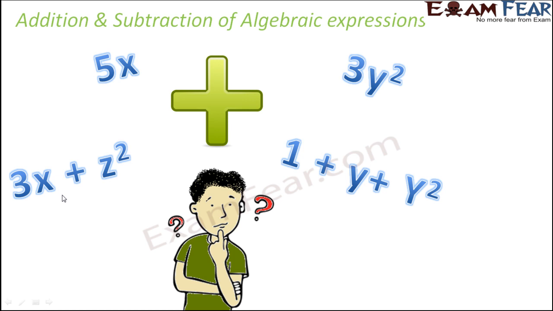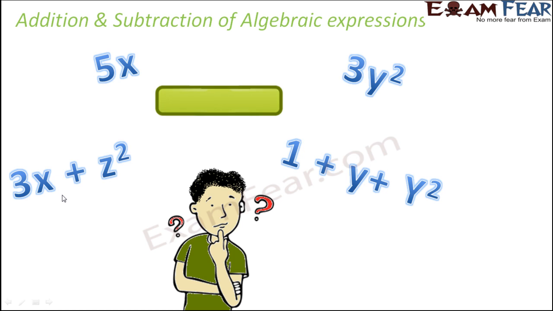If I give you any two expressions, which could be a monomial, binomial or polynomial, how will you perform addition or subtraction of algebraic expressions? Can we do addition and subtraction on expressions as simply as we do them on numbers? Like 5 plus 3 is very easy to add, but can we add 5x plus 3y square that easily? Or are there some conditions, that only certain types of expressions can be added together and certain kinds cannot? So let us learn in detail about the addition and subtraction of algebraic expressions.